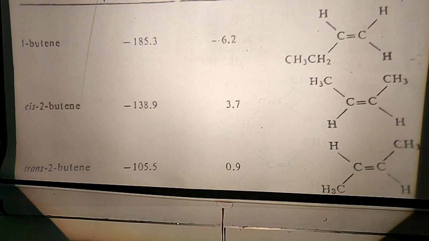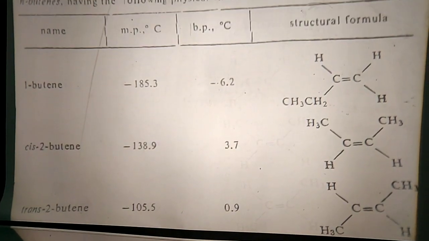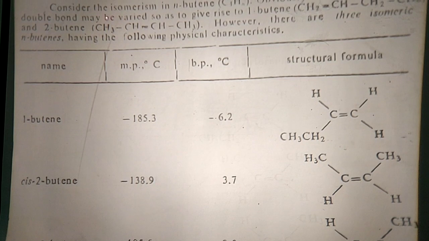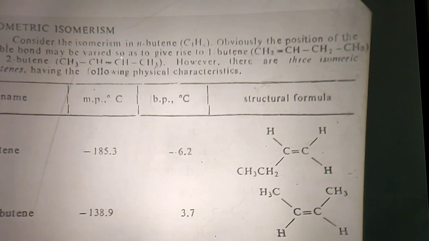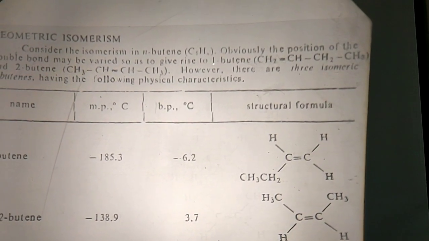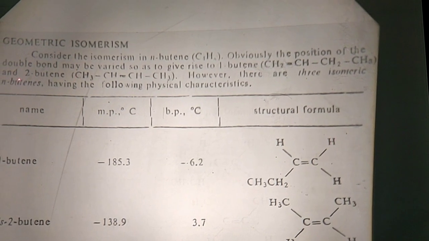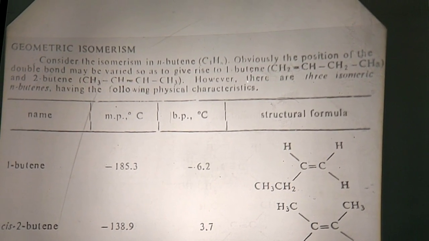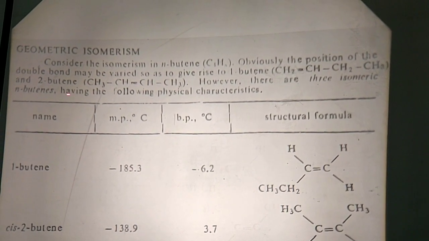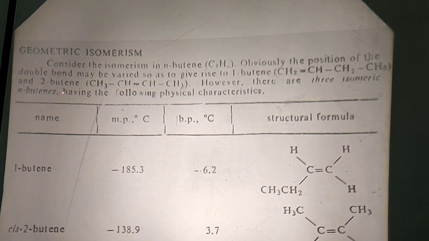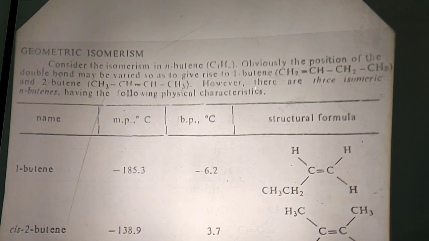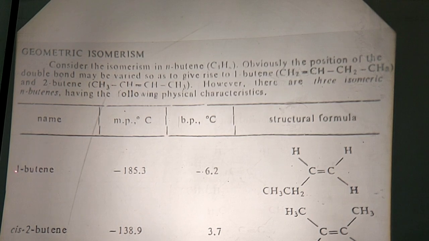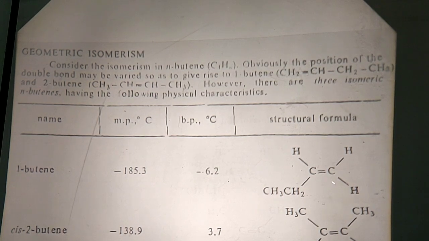As this indicates geometric isomerism, consider the isomers in N-butene. Obviously, the position of the double bond may be varied so as to give rise to the 1-butene and 2-butene. However, there are 3 isomeric N-butenes having the following physical and chemical properties. Now, you can see 1-butene. Here is that one.